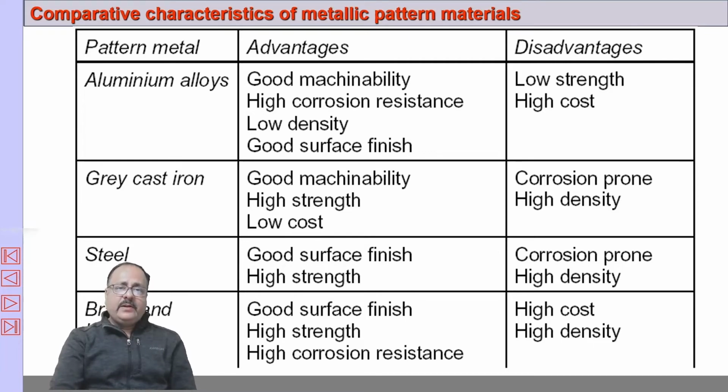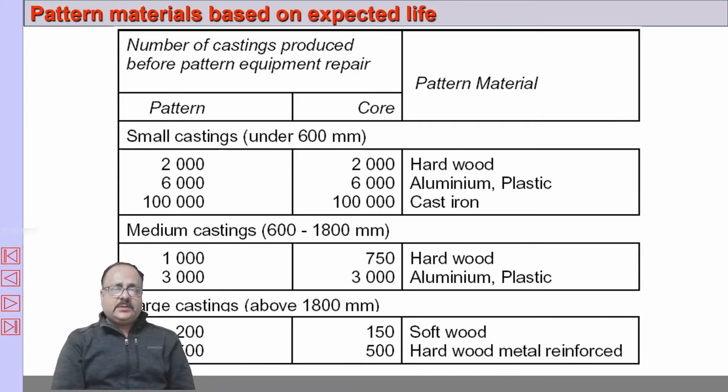Also, whether to select metallic pattern or wooden pattern will depend on the size and the number of castings. So this table I have taken from P. N. Rao's book, which gives a direction to select the pattern material based on the size, under 600 mm, or the number of castings, which material will be ideal. Mind you, these are a directive only, and not necessarily you have to follow this.